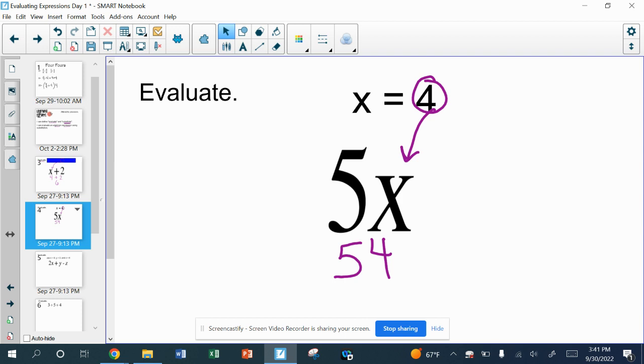The 5 and the x, because they're right next to each other, we know that's multiplying. So either I need to put a dot in between there, or I need to put that in parentheses or something. I need to know that that's a multiply, right? That's going to be 20. That is not 54. That's got to be 20.